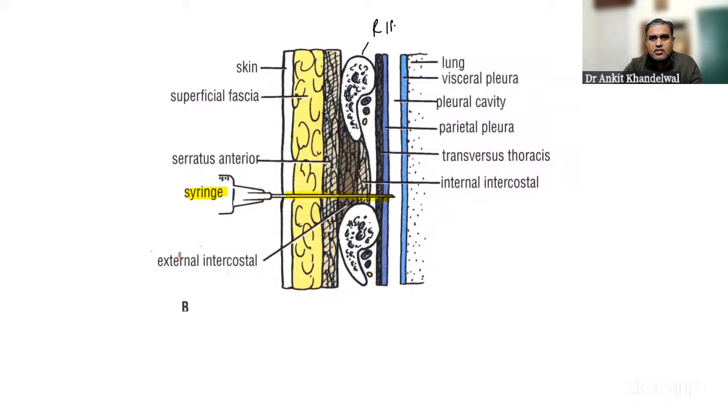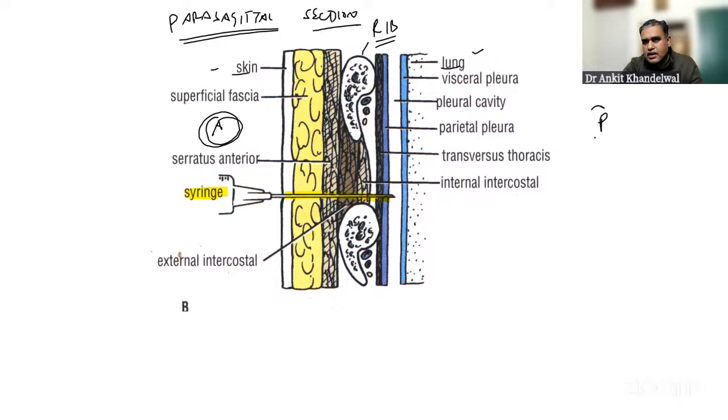Let me help you. This is the rib over here. These are the lungs already labeled. This is the skin already labeled. Now think. This is a parasagittal section. Understand the diagram first of all. Parasagittal section, because once you understand, then only you can draw it. This is anteriorly and that side is lying posteriorly.